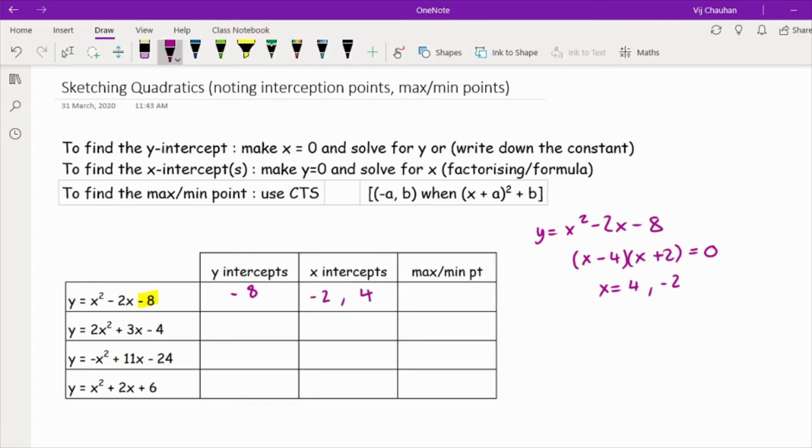Then, factorising this using completing the square, I'm going to get (x minus 1) squared minus 8 minus 1, which is minus 9, giving me a minimum value of (1, minus 9). So there we've got (1, minus 9). That's how we filled it in.